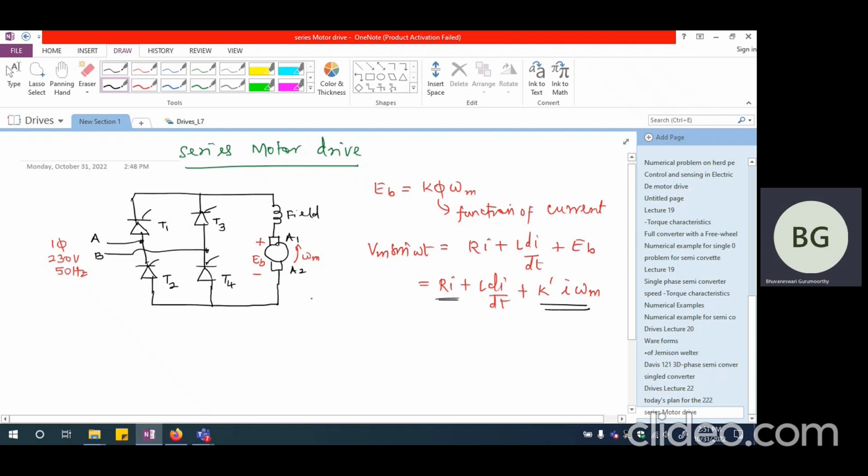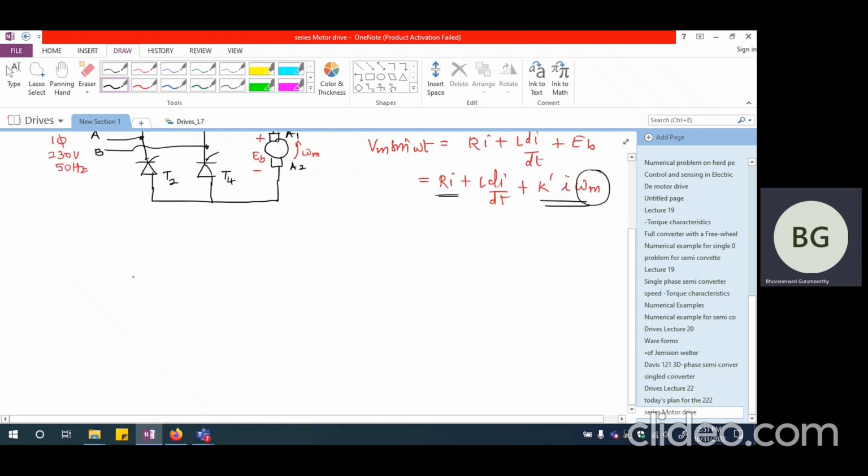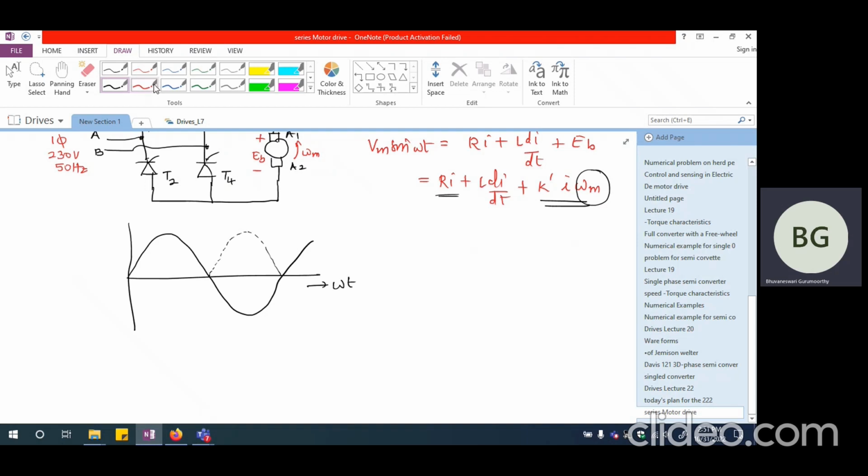So if we assume that the time constant of this machine is going to be large, so we can assume probably that omega remains as a constant during half cycle or one complete 20 millisecond duration. So let us say this is my supply voltage and this is the rectified portion of the supply voltage itself. So this is omega t. Now this is alpha and let's say this is pi plus alpha.